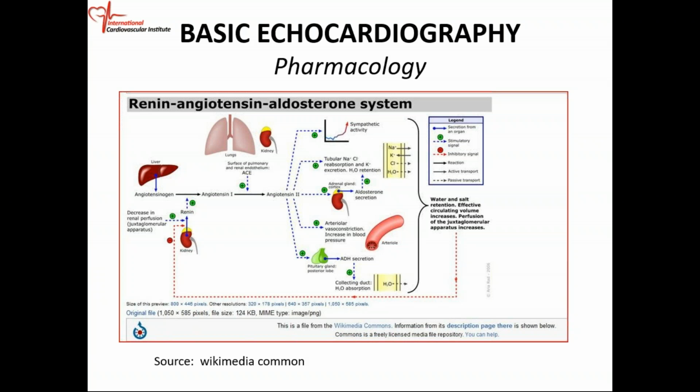So we talk about angiotensin. We talk about ACE inhibitors, angiotensin converting enzyme inhibitors, and we talk about ARB, angiotensin receptor blockers. So this slide will let you fully understand those medicines.